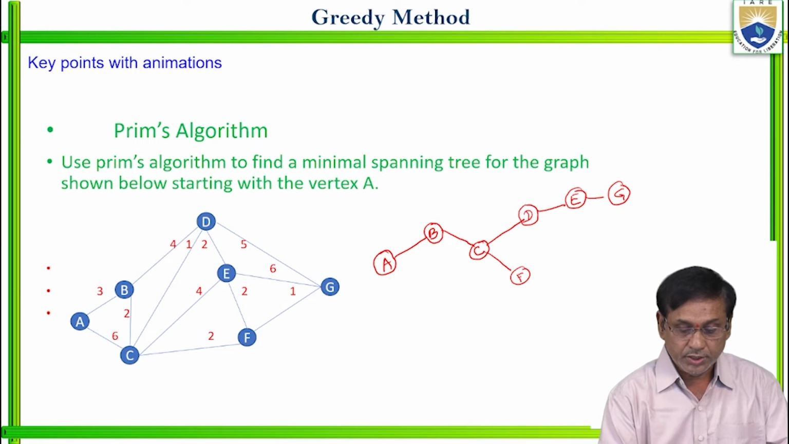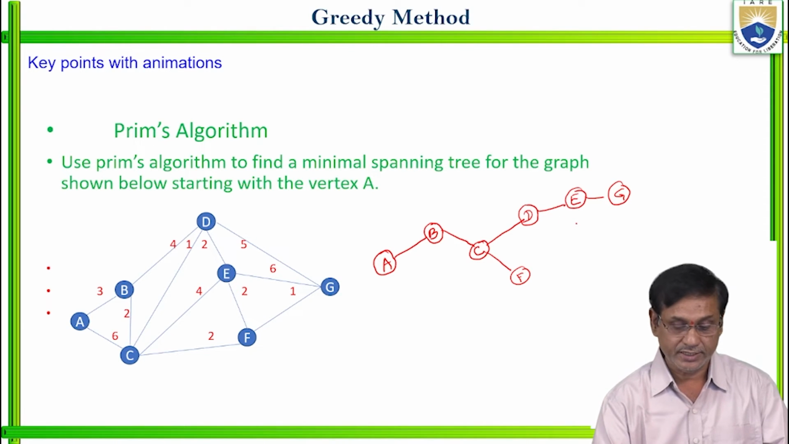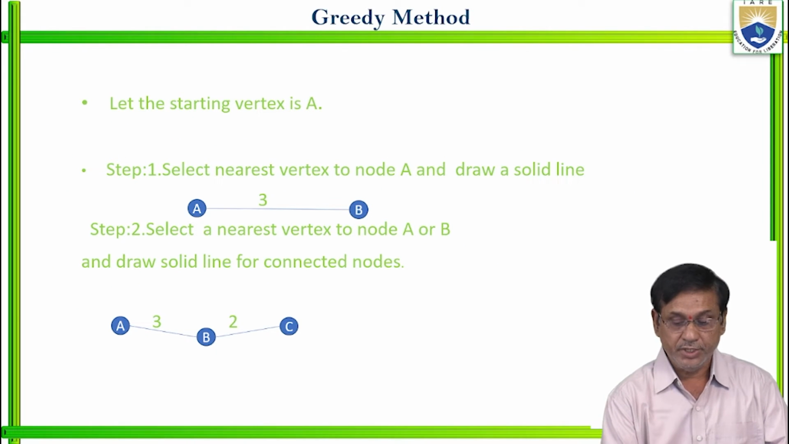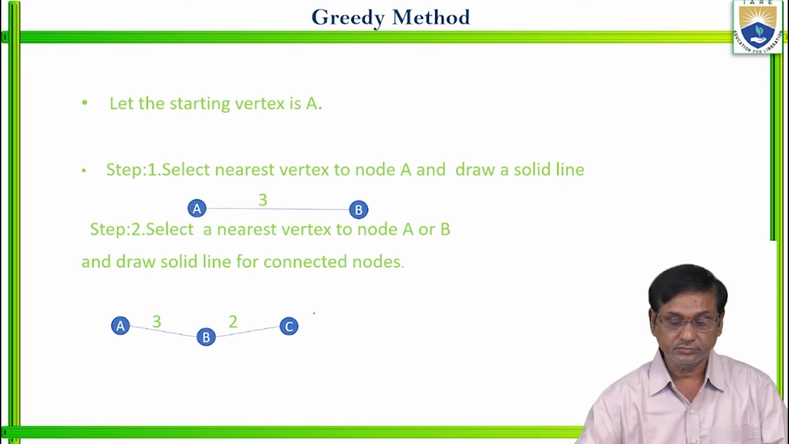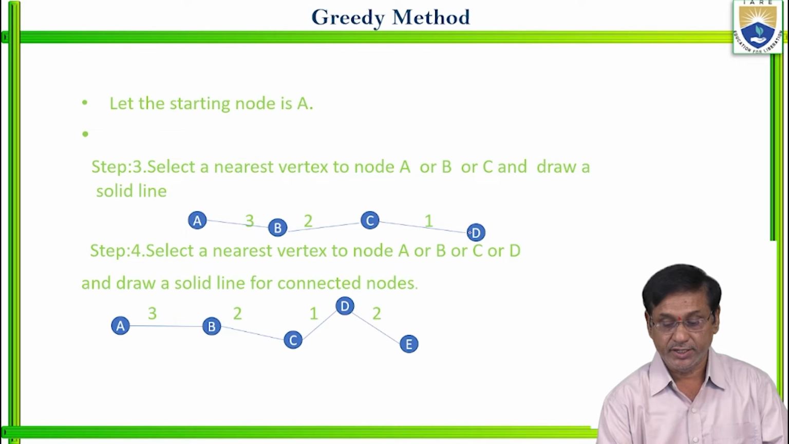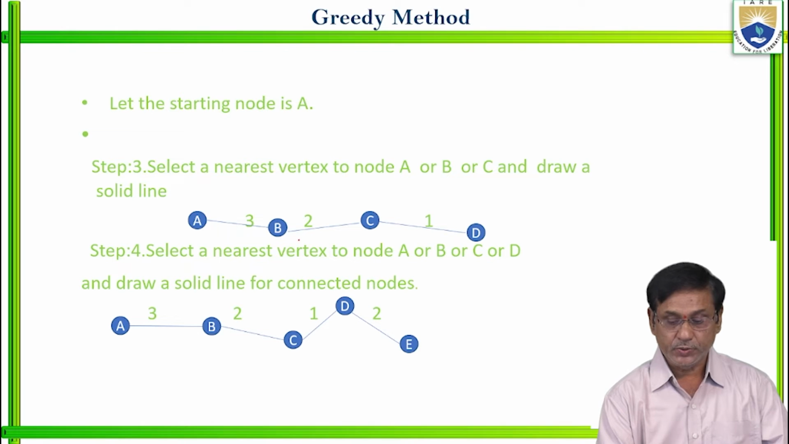Next, E to F is 2, but we should not consider that because all are connected, so that the solution is obtained. Now you can see first the B is nearest to A, so draw a solid line between A and B. This is represented here. Next, the vertex C is nearest to B, so a solid line is drawn between B and C. Now, the vertex D is nearest to C, so a solid line is drawn between C and D. So, A to B, B to C, C to D.